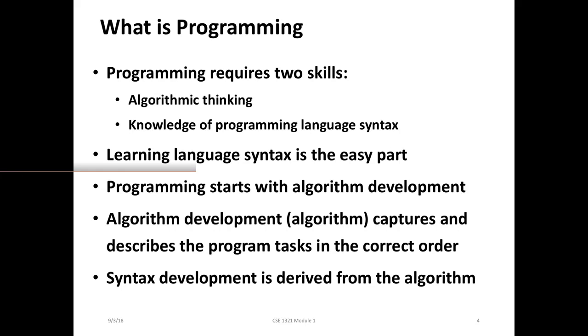So in order to learn computer programming, it needs two things, two skills. First one is called algorithmic thinking, and the second is the knowledge of programming language syntax. The first thing is that you need to think algorithmically. We will discuss that. What is algorithmic thinking?